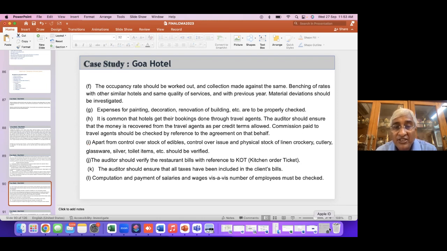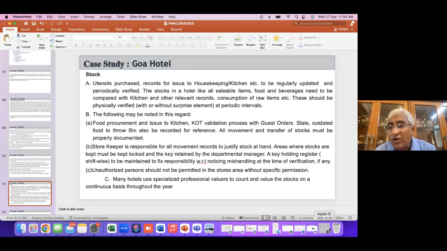Computation and payment of salaries and wages to the employees, whether they are temporary. Normally in big hotels there is no temporary staff, but in smaller ones, yes, it is possible. So for temporary and permanent staff, the register is to be maintained separately, and they are also to be paid on time, because in the hospitality industry, any dissatisfied employee may create problems in the relationship with the guests.